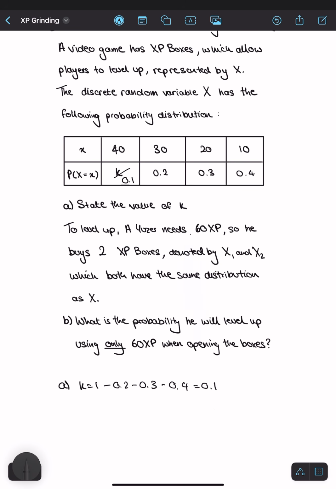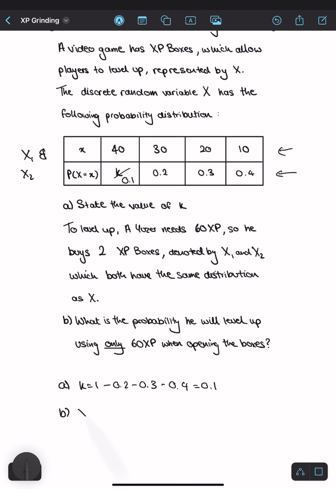To level up, a user needs 60 XP, so he buys 2 XP boxes, denoted by X1 and X2, which both have the same distribution as X. This means that both X1 and X2 have the same outcomes and probabilities shown in this table up here. What is the probability he will level up using only 60 XP when opening the boxes?